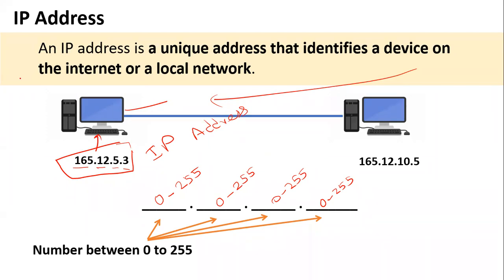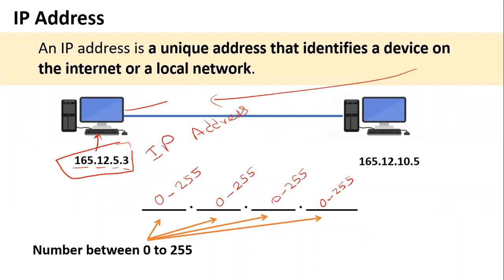So keep in mind that an IP address is a unique address that identifies a device on the internet or a local network. It's a unique address which is used to identify a device in a network. Within the electronic business concept we are discussing, all the devices that we're going to use must be identified uniquely in the network. To do that, there is an address called the IP address.